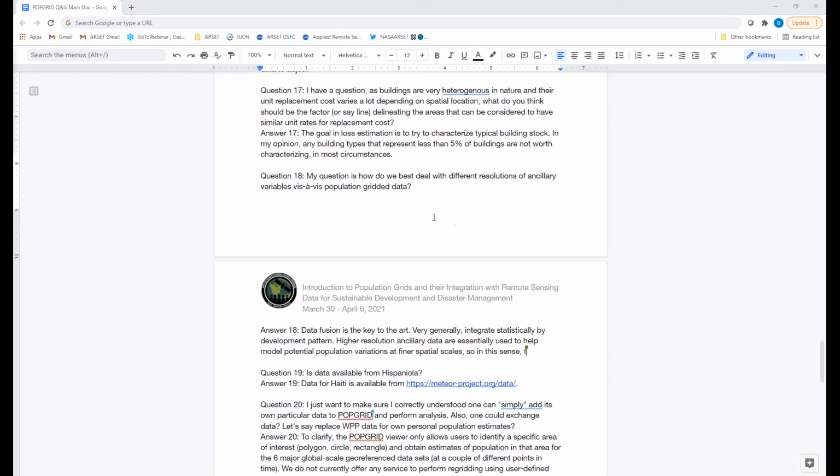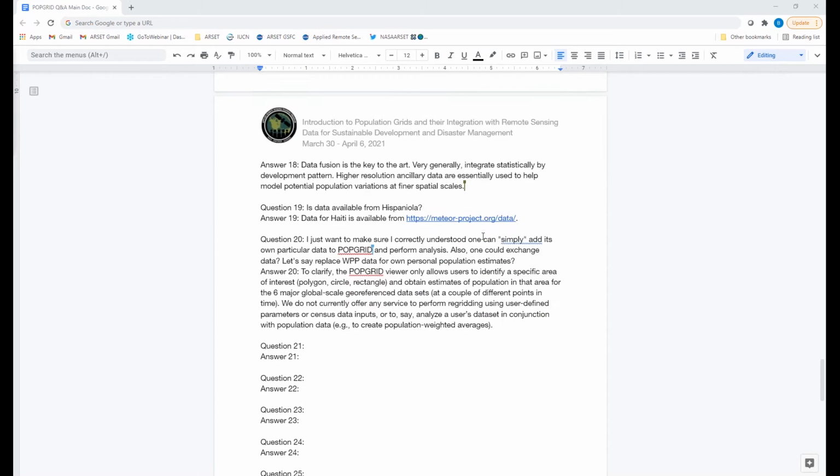Question 18: how do we deal best with different resolutions of ancillary variables vis-a-vis population gridded data? I don't think there's any easy answer to that question. It's basically a data fusion process.